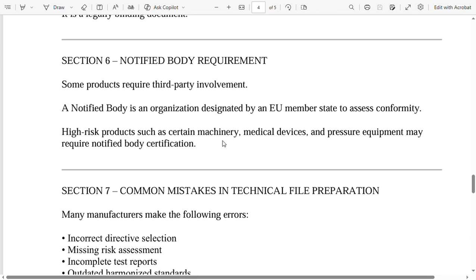Then notified body requirement. Some products require third party involvement. A notified body is an organization designated by an EU member state to assess conformity. High-risk products such as machinery, medical devices, and pressure equipment may require notified body certification.